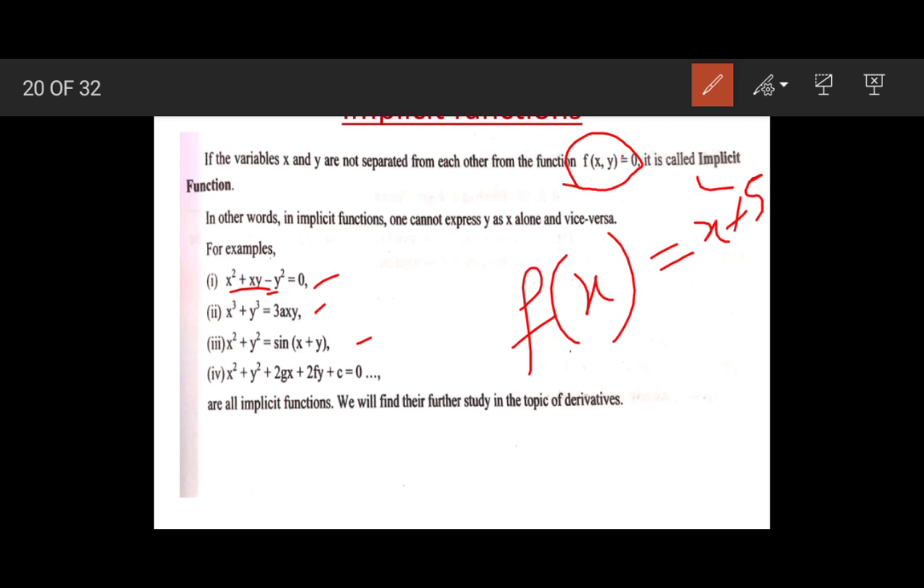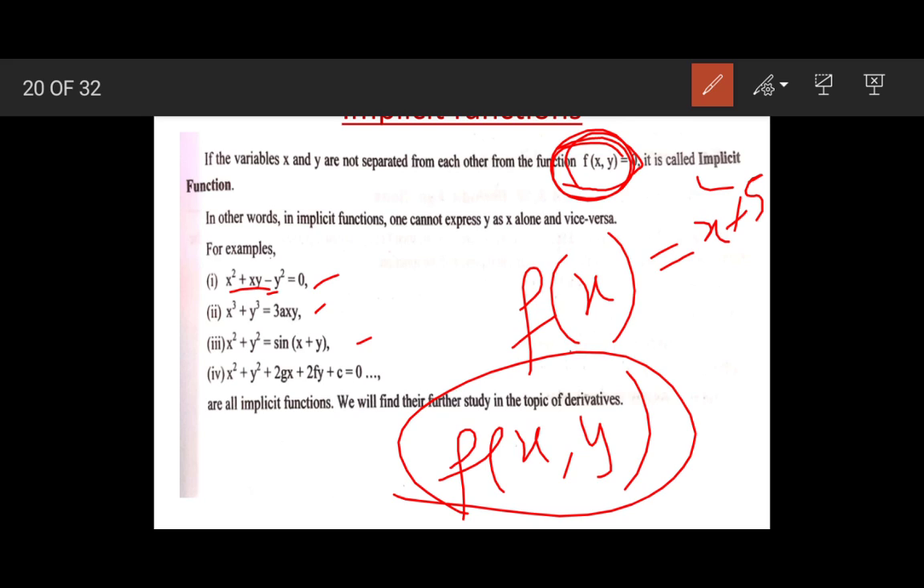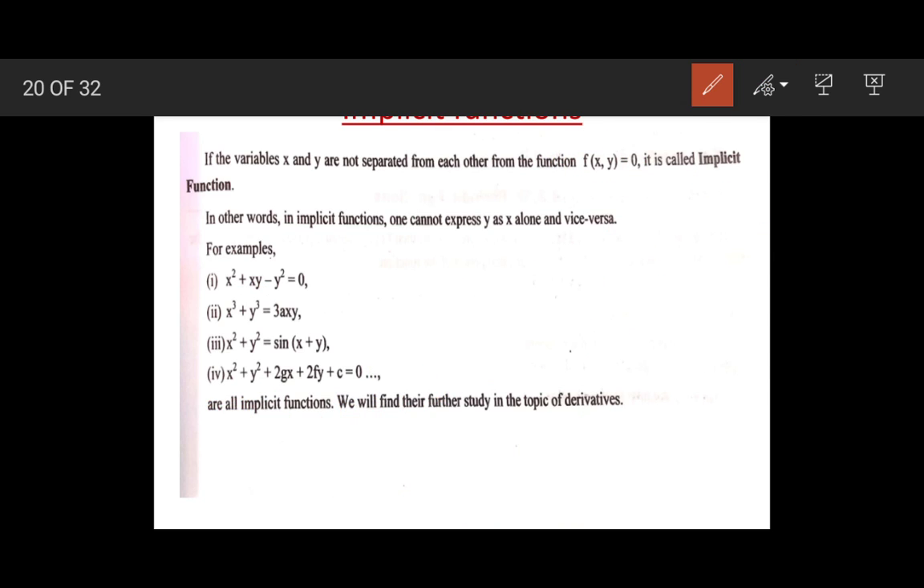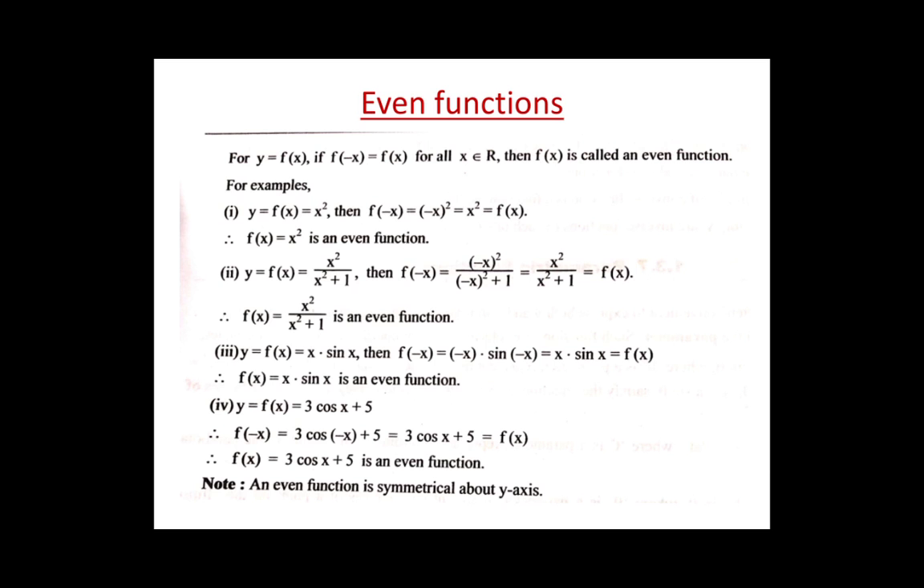So if both the variables are combined, if the function is defined in terms of both the variables x and y, then that function is known as an implicit function. Okay, the word is implicit. If the function is given in terms of both x and y variables, then that function is known as an implicit function. Then next is the even function.